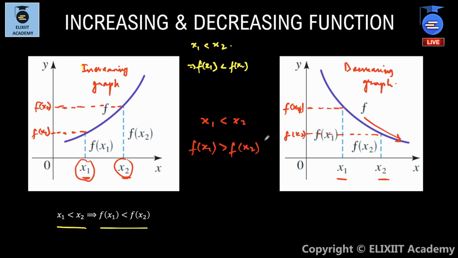The orientation of this inequality changes. f of x1 is greater than f of x2. Clear? This is the definition for a decreasing function. So in case of a decreasing function, if x1 is less than x2, then f of x1 is greater than f of x2. This is the basis of today's class. The base on which your entire class is standing is this concept. In case of an increasing graph, the orientation of inequality won't change. But in case of a decreasing graph, the orientation of inequality will change.